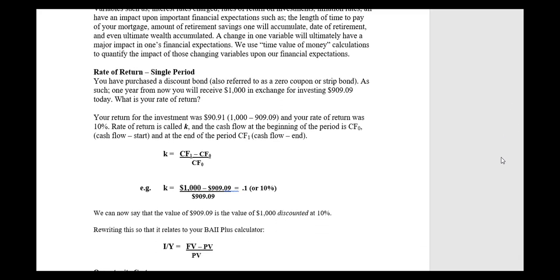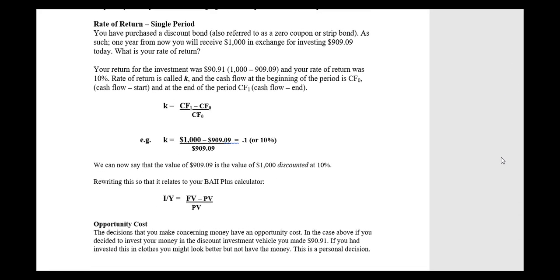So very quickly, the notes first looks at the rate of return for a single period. And the algebra here is cash flow 1 at time 1 minus cash flow at time 0, that's today, divided by cash flow today. Or the way that I like to simplify it is just to say ending cash flow minus beginning cash flow divided by beginning cash flow.